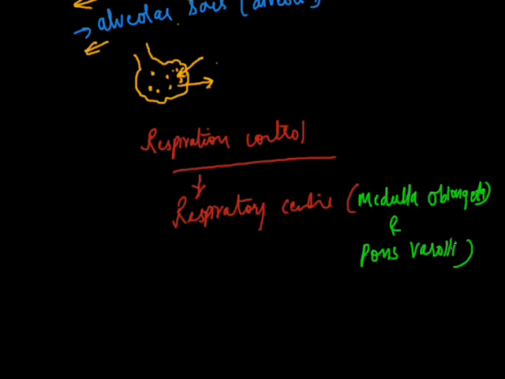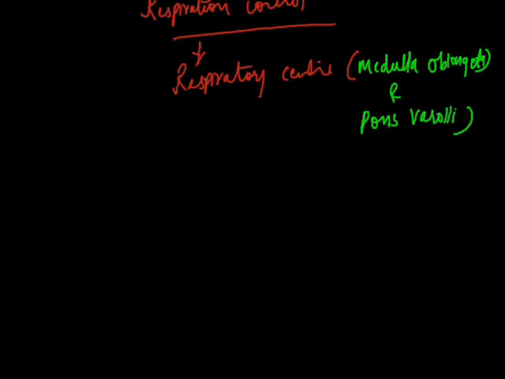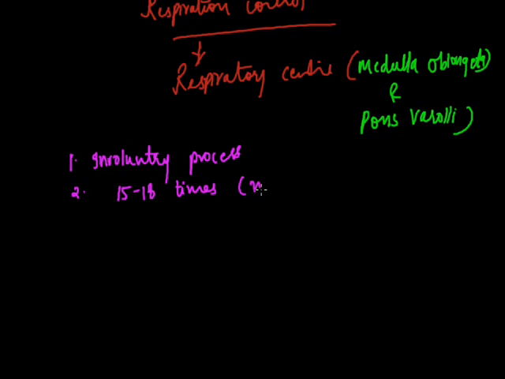Now, there are some points regarding breathing. First point is breathing is an involuntary process. Under normal conditions, the rate of breathing is 15 to 18 times per minute. This is in the normal condition, 15 to 18 times per minute.